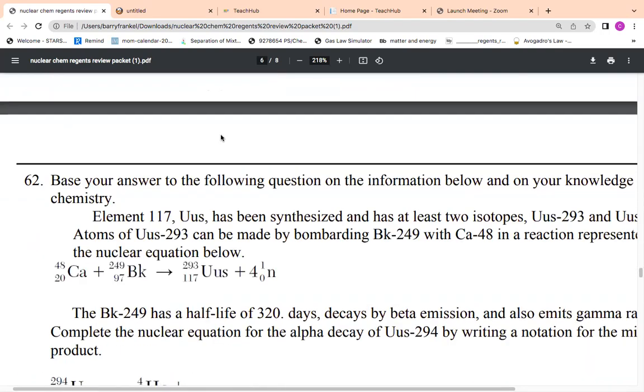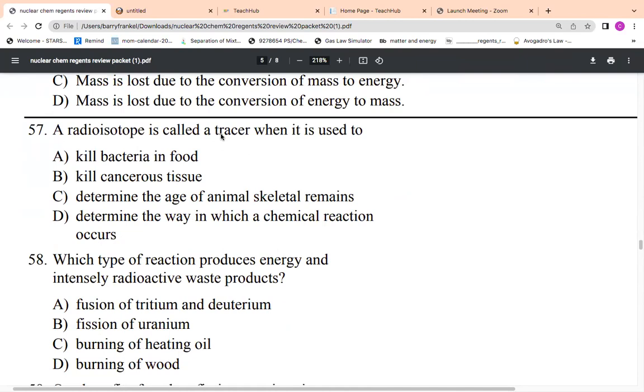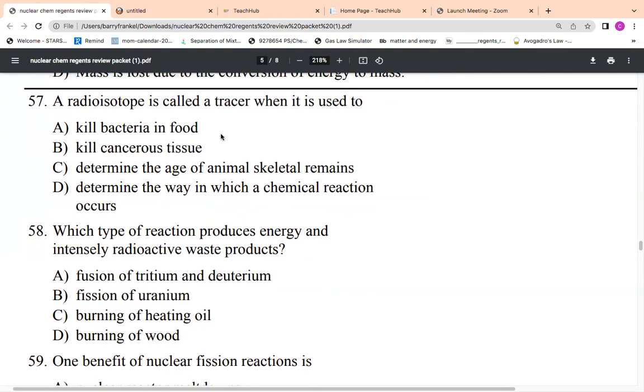All right, I think we got a few more multiple choice, and then we'll start with the short answer. Alrighty, 57. A radioisotope is called a tracer when it is used to, again, we want to use tracers to trace something or to follow something, okay? Not used to kill bacteria in food, not used to kill cancerous tissue, not used to determine the age of an animal's skeletal remains. This is, again, to follow the pathway of some sort of chemical reaction. We use this very commonly in medicine to track some sort of bodily function that is occurring, okay?